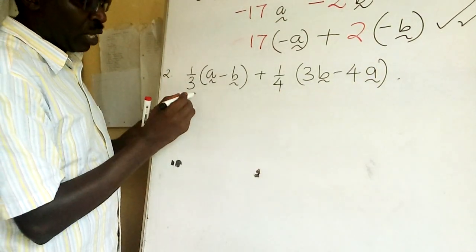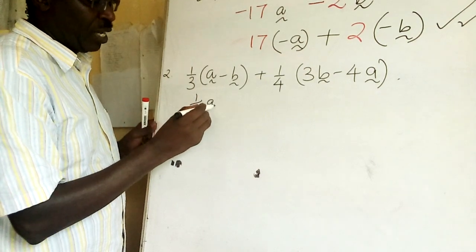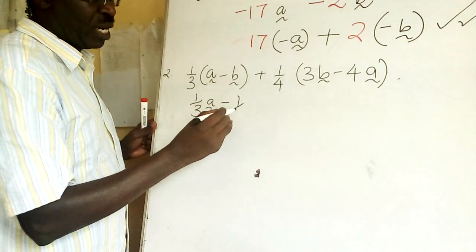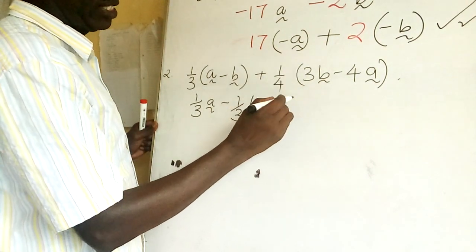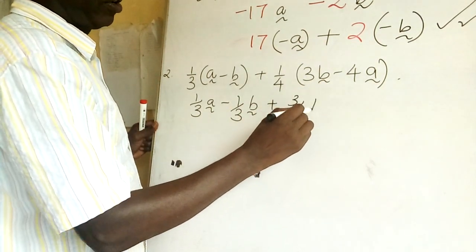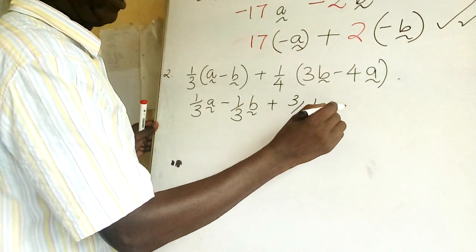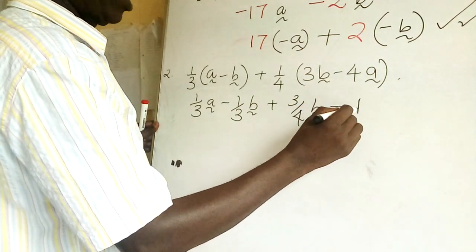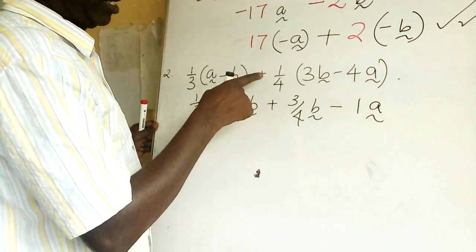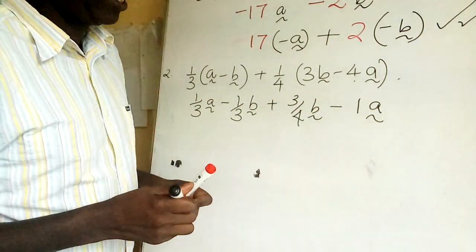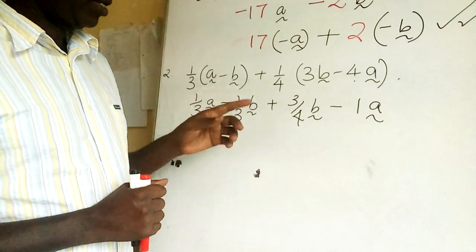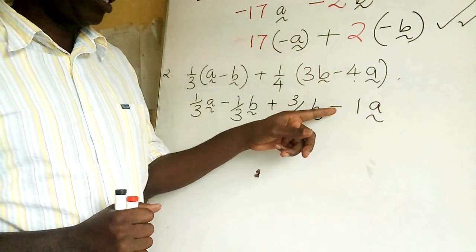So, a third vector A minus a third vector B plus this times that is 3 over 4 vector B, and then minus 1 vector A. That is a quarter times 4 is 1. I've put it like that. Okay? And then positive times negative is negative.